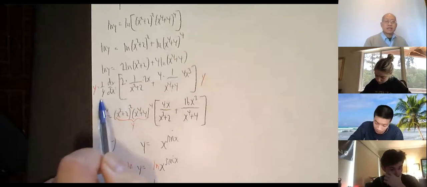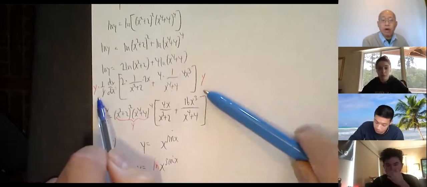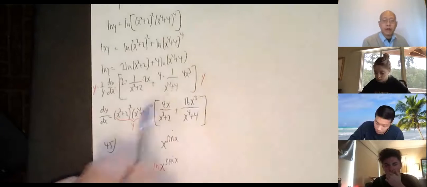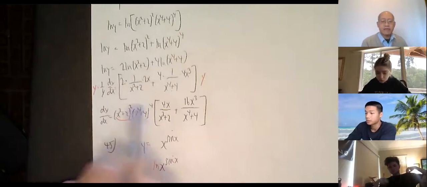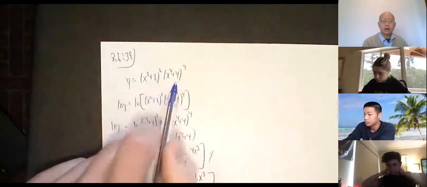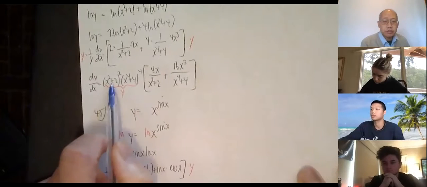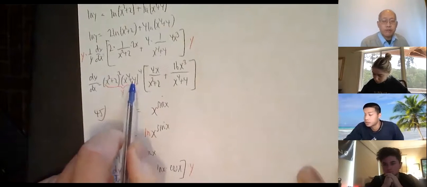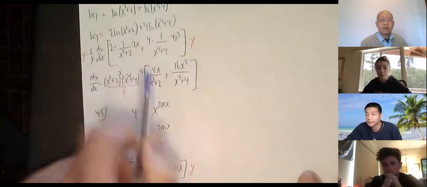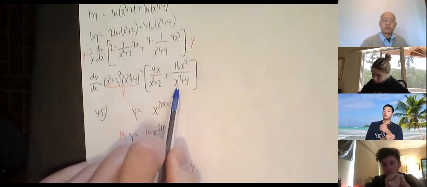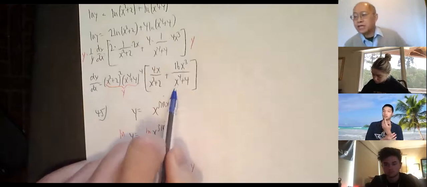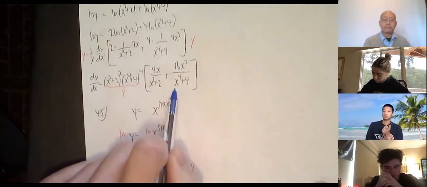Okay. And yeah, then the last thing is to multiply both sides by y, but you don't write it as y, write the original. And by convention, we usually put the y in front. So at the final stage, the original y goes in front. So x squared plus 2 squared, x to the fourth plus 4 to the fourth, and then times this new thing, 4x over x squared plus 2, plus 16x cubed over x to the fourth plus 4. And you can stop there. That's pretty much it. You're done with that one.